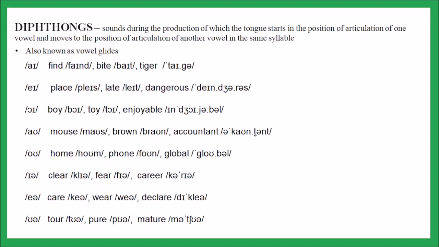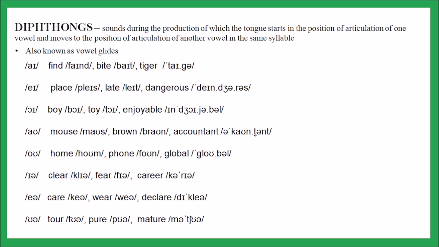We begin in an E and end in an E. For example, place, late. It is not late, it is late. Dangerous, not dangerous, dangerous. A, E and E. So the first one I, the second one A.